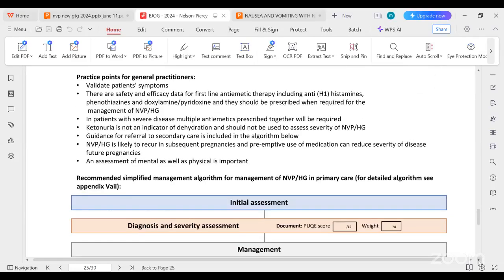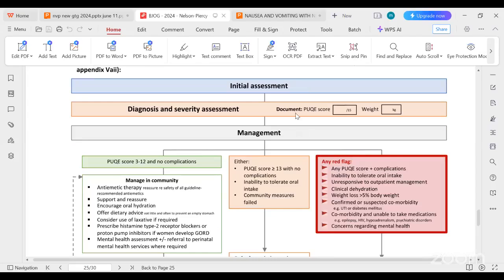Yes. So here is the initial assessment now. The patient has been initially assessed, and now the severity has been diagnosed and scored by the PUQE. The score is between 3 to 12.